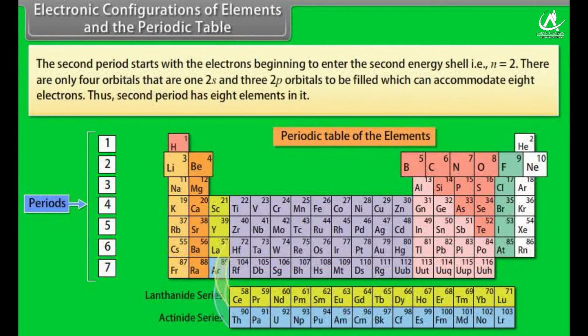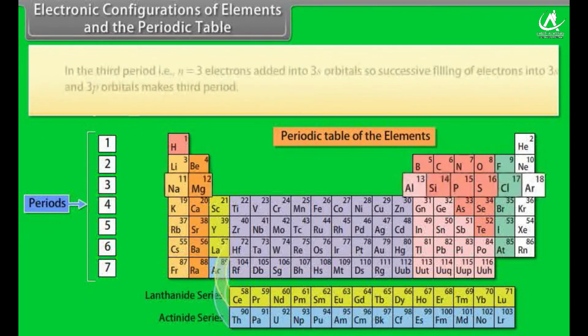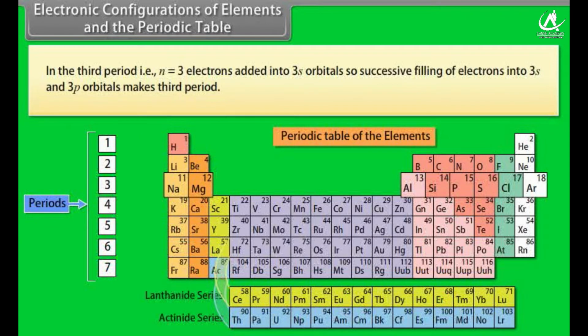The second period starts with the electrons beginning to enter the second energy shell, that is, n is equal to 2. There are only 4 orbitals, that are one 2s and three 2p orbitals to be filled, which can accommodate 8 electrons. Thus, the second period has 8 elements in it. In the third period, that is, n is equal to 3, electrons are added into 3s orbitals. So, successive filling of electrons into 3s and 3p orbitals makes the third period.